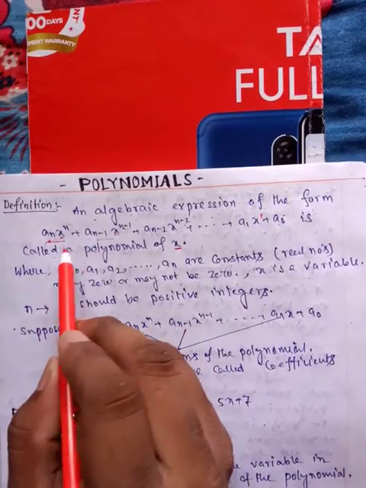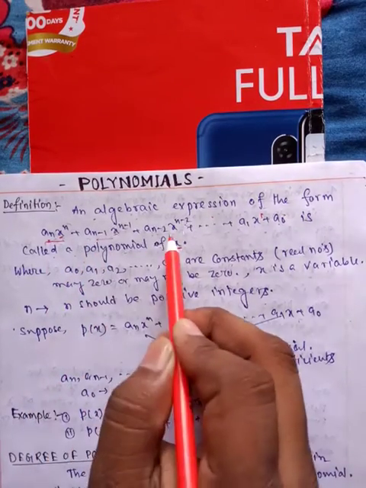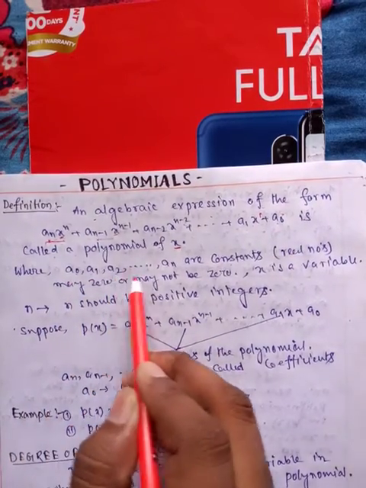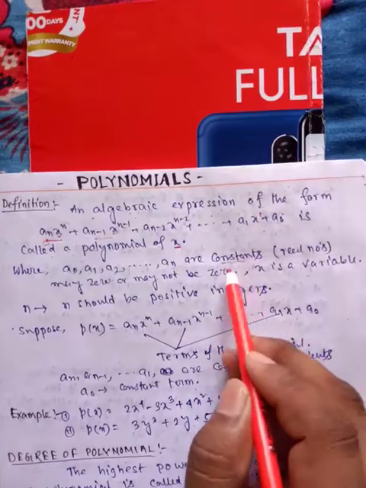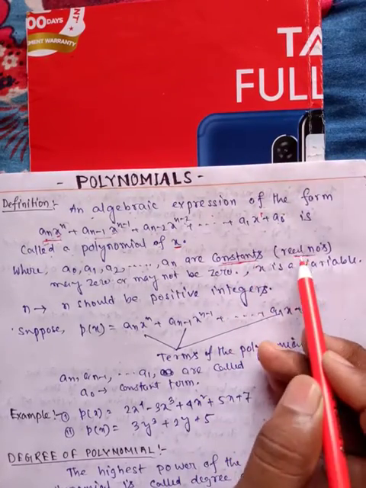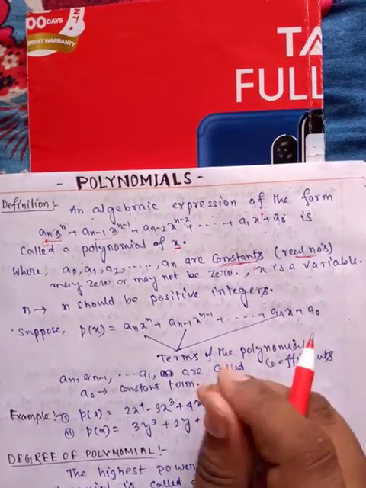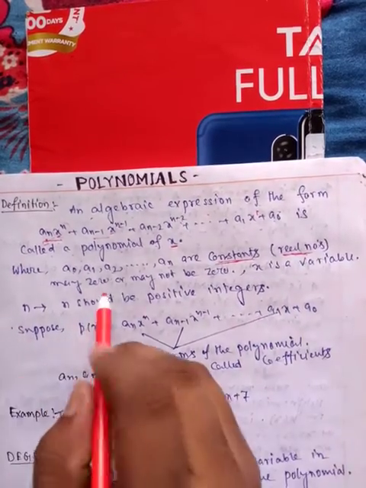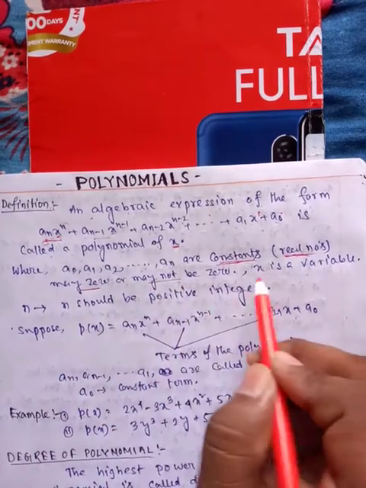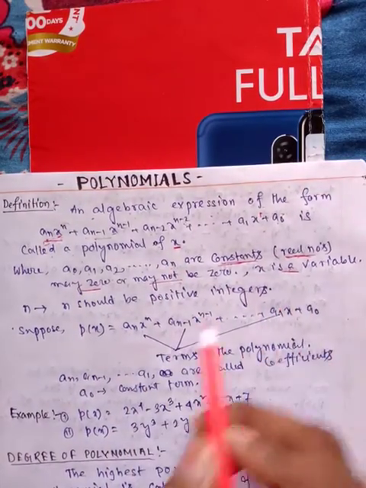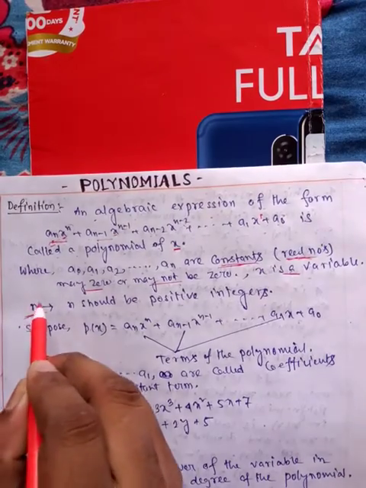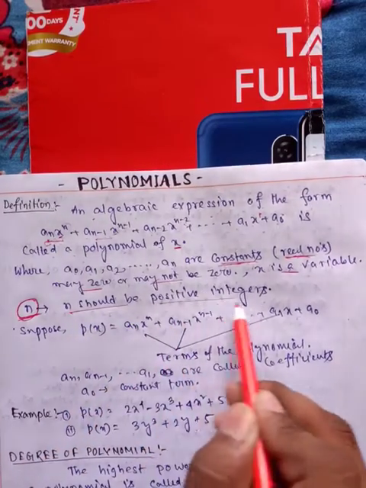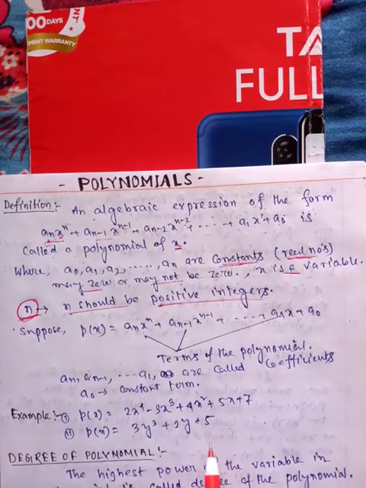Now there are some conditions for a_n, a_(n-1), a_(n-2), continuously a_1, a_0. What are the conditions? a_0, a_1, a_2, continuously a_n should be constants. Real numbers may be real, may be complex, but as we are in standard 10, we will say these constants are real numbers. May be 0, may not be 0, and x is called the variable. And the most important thing is the condition of n. N should be a positive integer. N should be a positive integer.